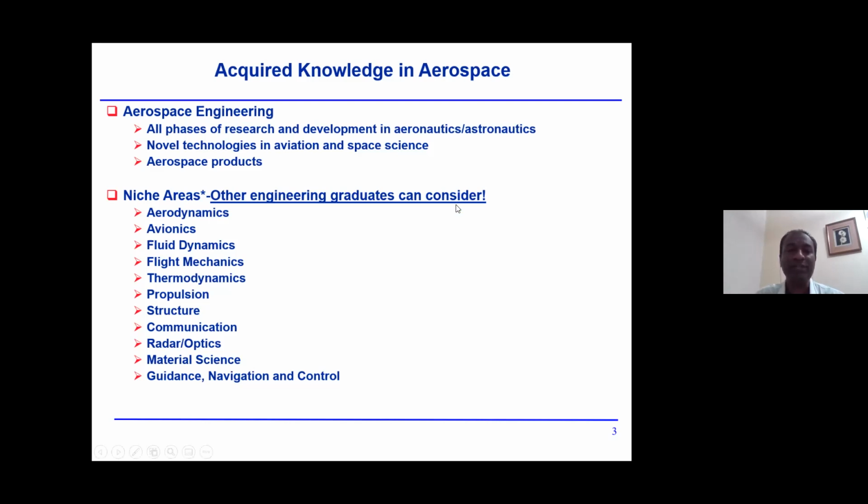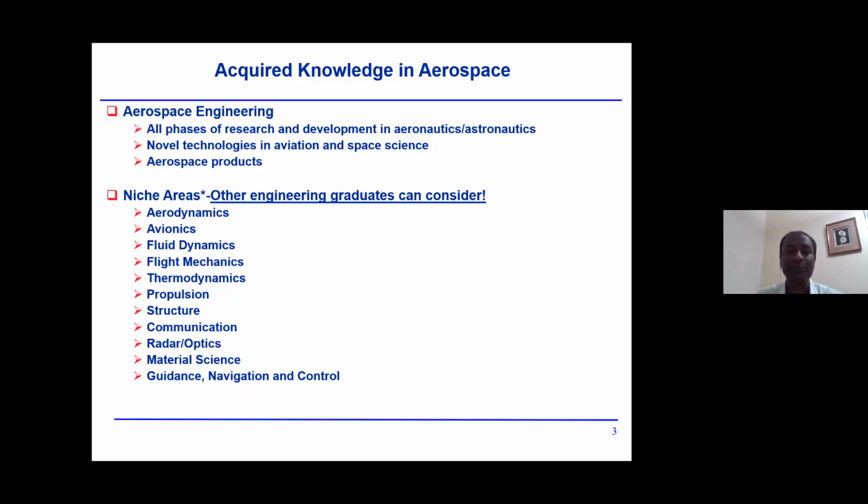Now, more importantly, if you look at the niche areas, this is a snapshot of what you can expect in your curriculum for the next 4 years, even maybe in your practical training. This is what you can expect. Don't worry much about the exact field: aerodynamics, avionics, fluid dynamics, flight mechanics, thermodynamics, propulsion, structure, communication, material science, guidance, navigation, control. These are a snapshot of what you'll be exposed to.